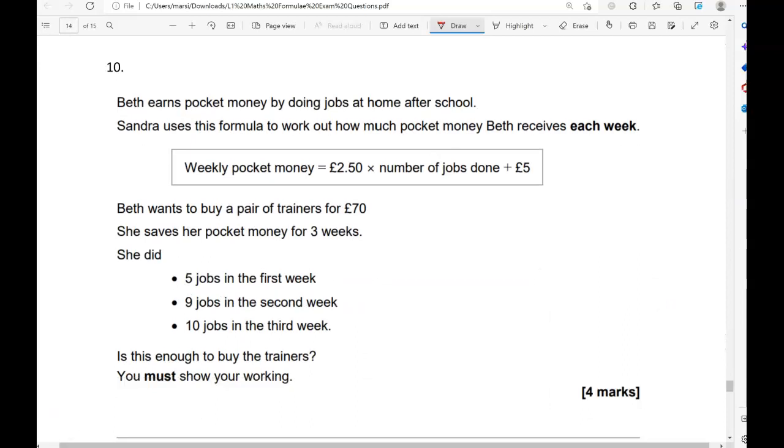Beth earns pocket money by doing jobs at home after school. Sandra uses this formula to work out how much money Beth receives each week. Weekly pocket money is equal to £2.50 times number of jobs done plus £5. Beth wants to buy a pair of trainers for £7. She saves her pocket money for 3 weeks. She did 5 jobs in the first week, 9 jobs in the second week, 10 jobs in the third week. Is this enough to buy the trainers? You must show your working.